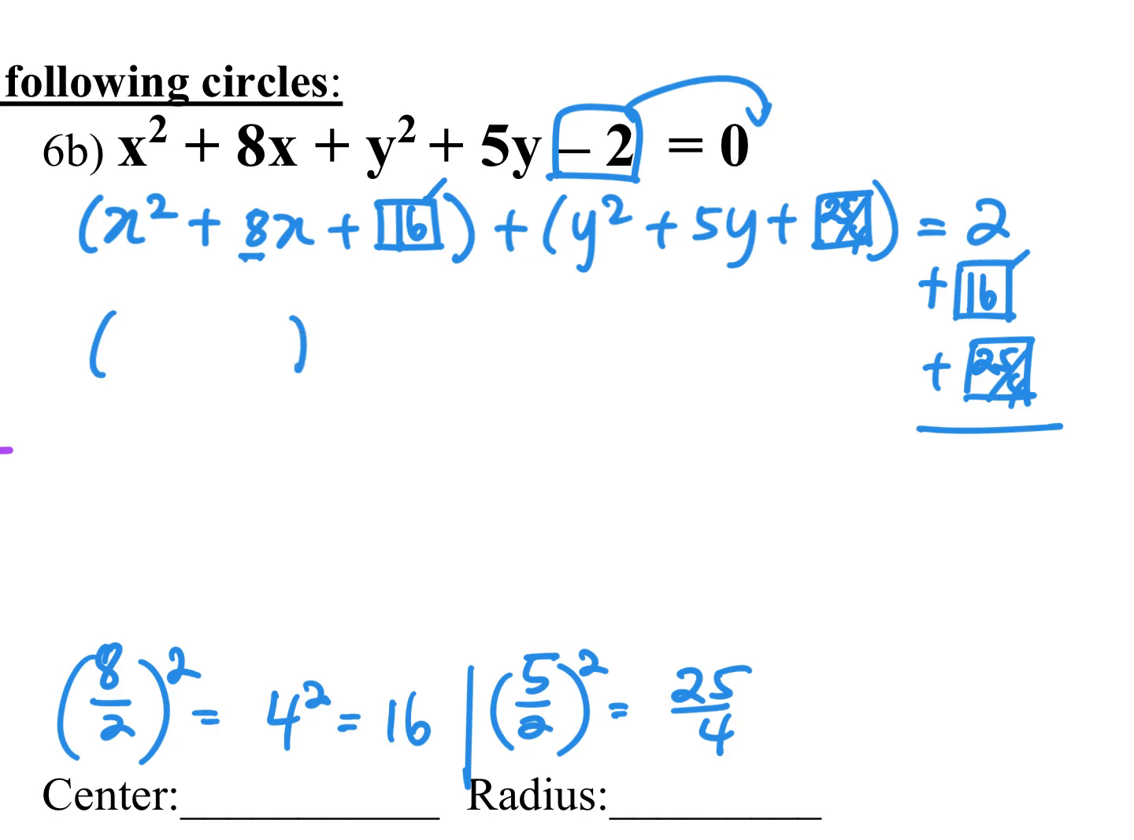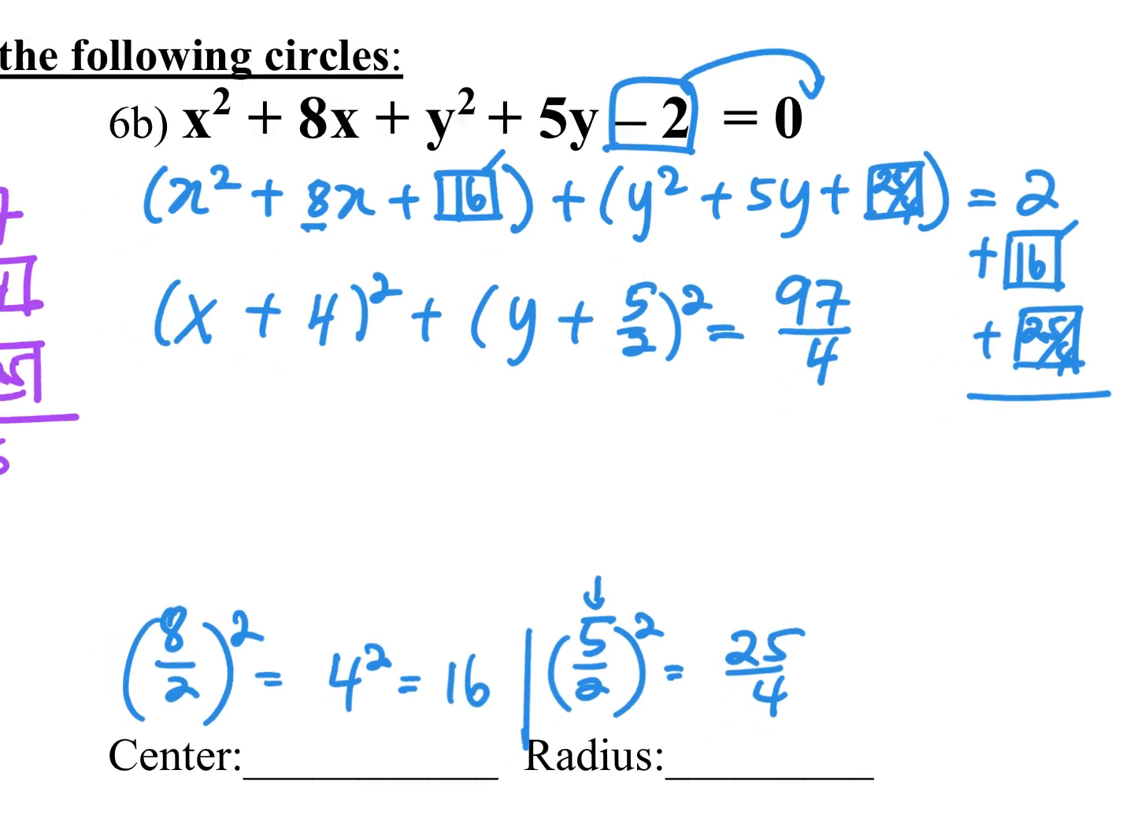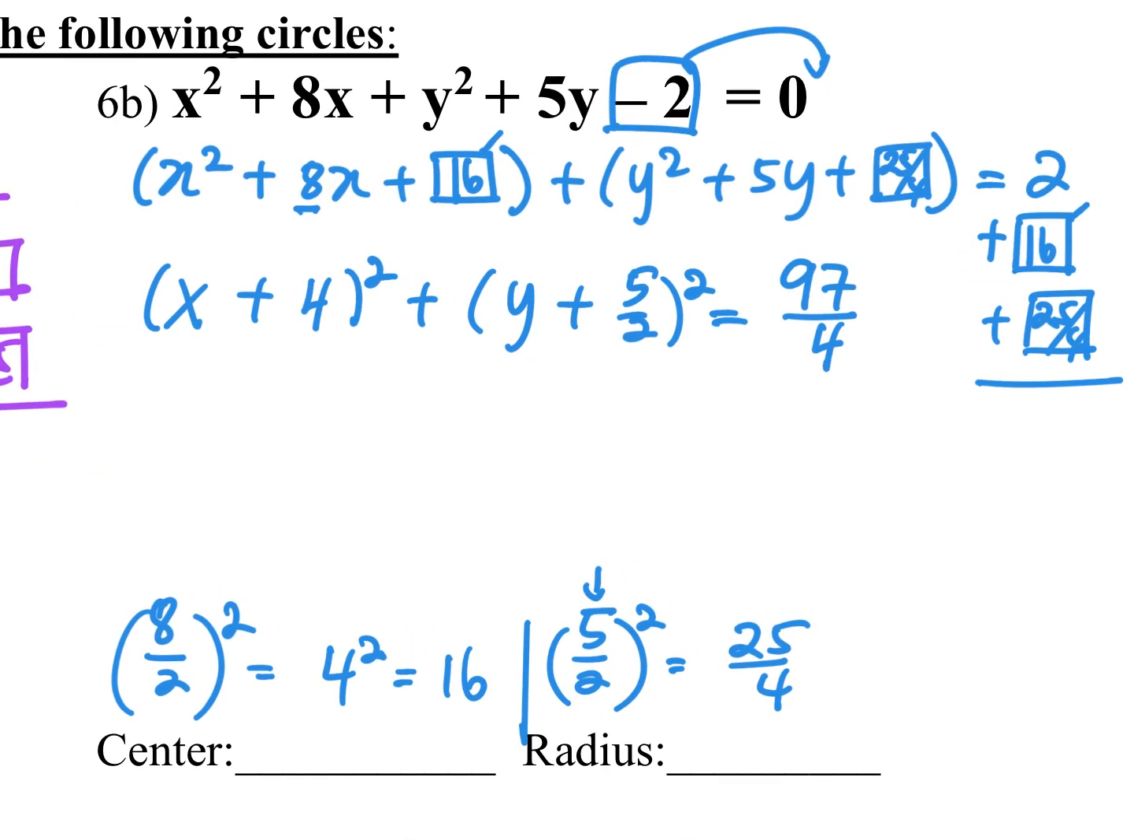Okay, so let's now factor them out. That's going to be x plus 4 squared plus y plus 5 over 2 squared, and this is going to give you a total of 97 over 4. Okay, so we now have our standard form. From this, we can now get our center. The center is located at negative 4 and negative 5 over 2.